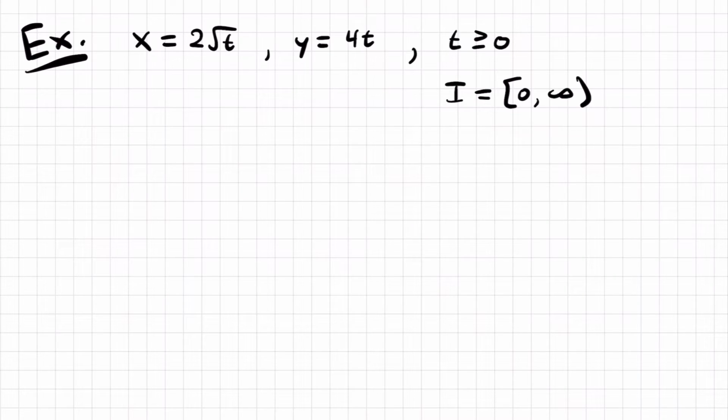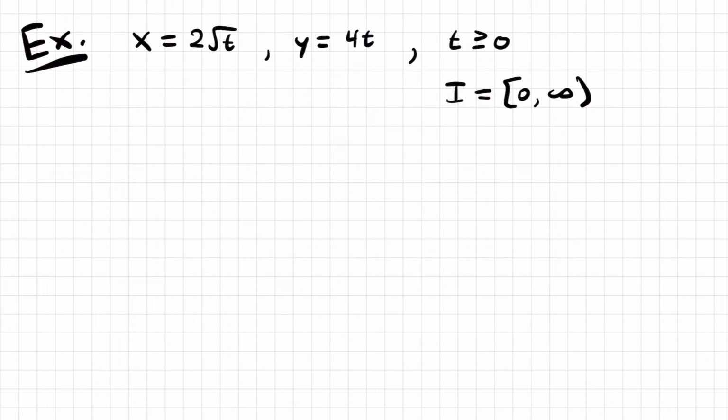And just as a side note, if there were no restrictions for what t could be in our x equation, let's say x was equal to 2t, not 2 times the square root of t, then t could be any value, and so we would say that the interval is from negative infinity to infinity. Okay, but in this case, we needed to restrict t because of that square root of t in our parametric equation for x. Okay, but now what we want to do is eliminate the parameter in our parametric equations and use the resulting rectangular equation to graph our plane curve.